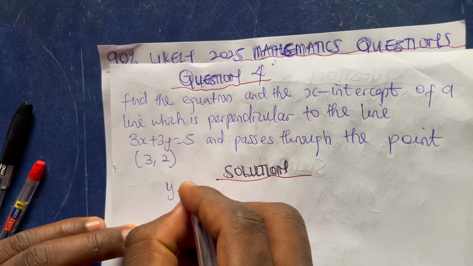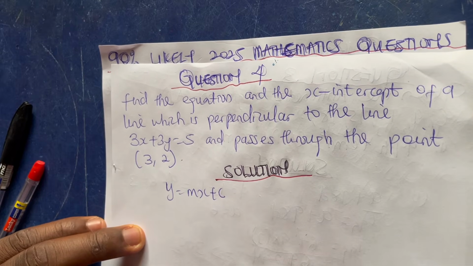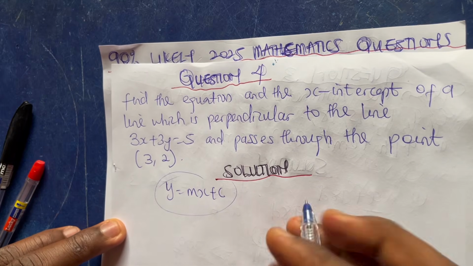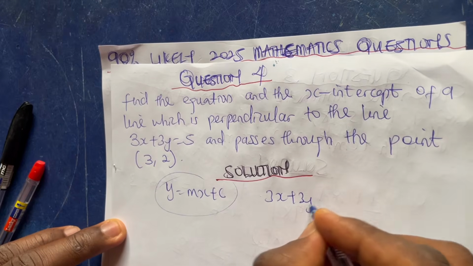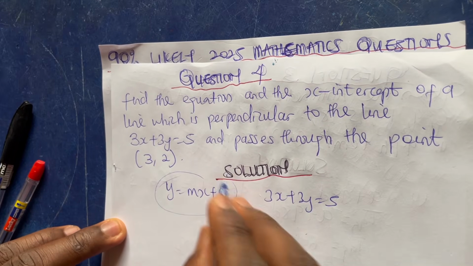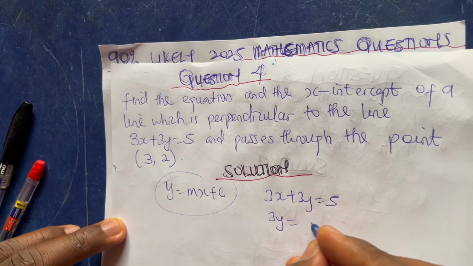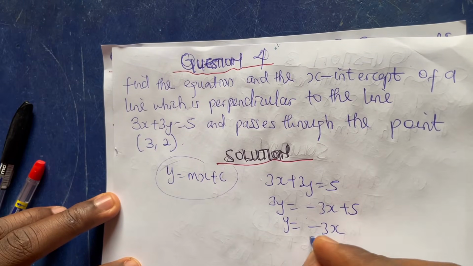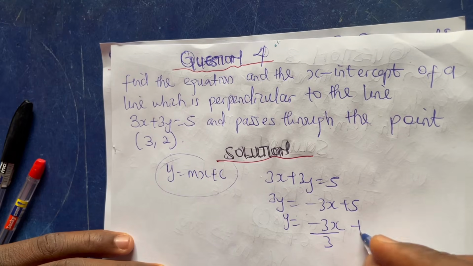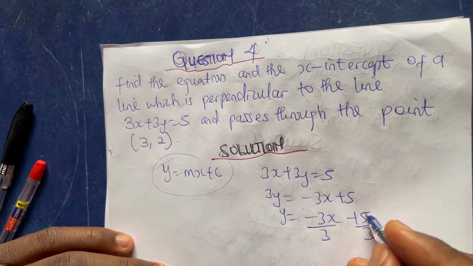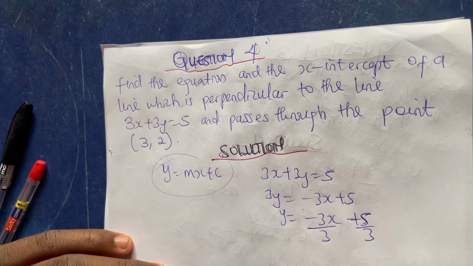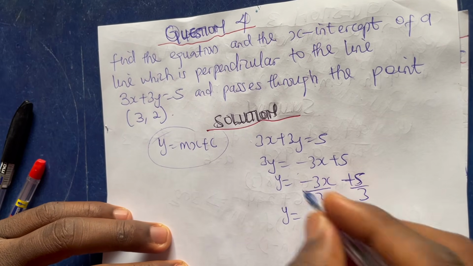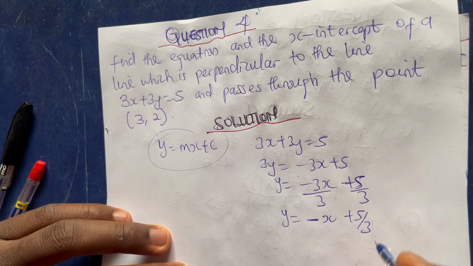The first one is y equals mx plus c. So what you are going to do is rearrange this particular expression into this form. So 3x plus 3y equals 5. I want to make it be in this format. That will be 3y equals minus 3x plus 5. So y equals minus 3x over 3 plus 5 over 3. So you get it now. By the time this cancels this, my y will be equal to minus x plus 5 over 3.